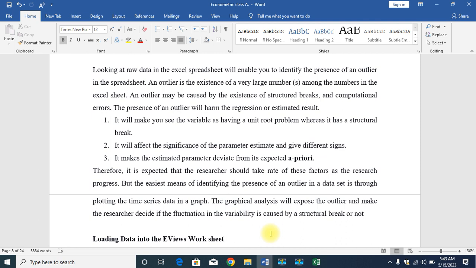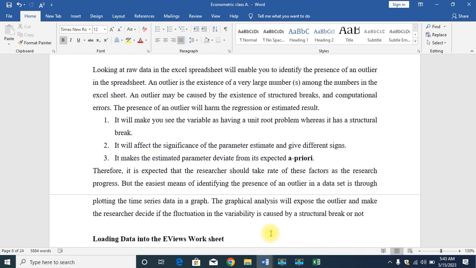Basically, allowing outliers in research work causes issues, and it makes you decide on a unit root problem when there is no unit root problem, or take a decision that will affect the methodology or the approach that you use to estimate your work. So researchers should look at it and resolve the outlier issues before you can proceed for any meaningful analysis.